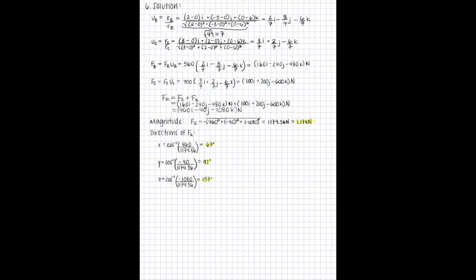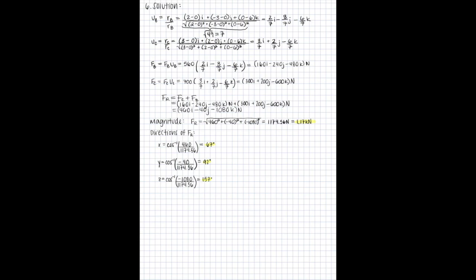So we start by finding the unit vector of point B, and we use the magnitude at the bottom in the denominator, which would be the square root of 49, which also equals 7, and then we do the top with subtraction, and that gives us 2 over 7i minus 3 over 7j minus 6 over 7k for unit vector B. And then for unit vector C, we do the same thing, and in that case we get 3 over 7i plus 2 over 7j minus 6 over 7k.